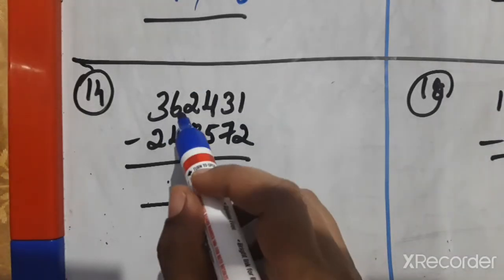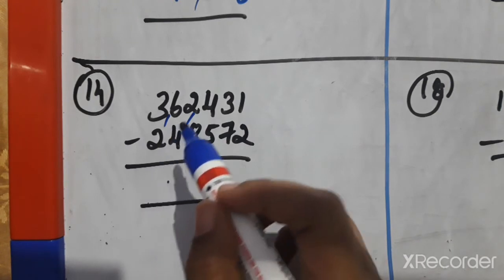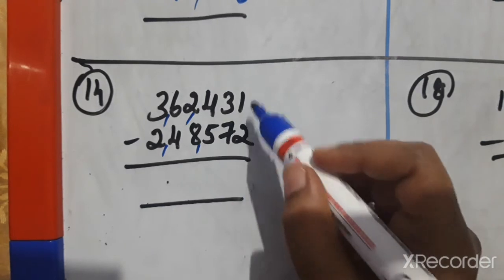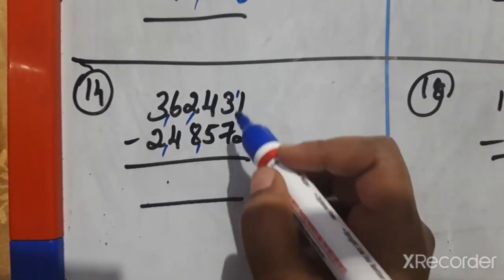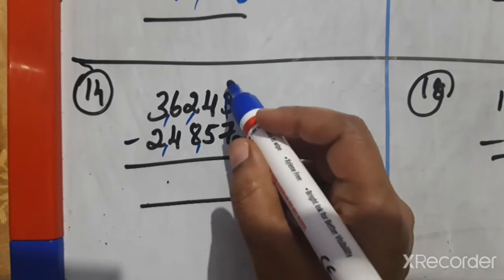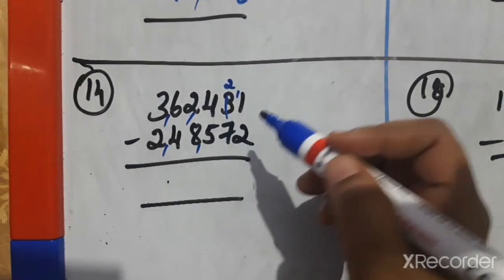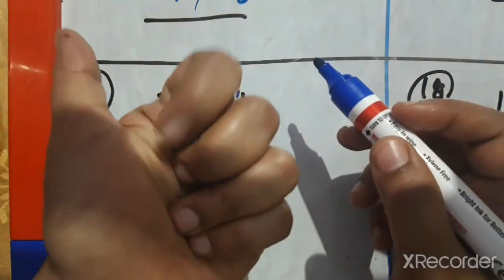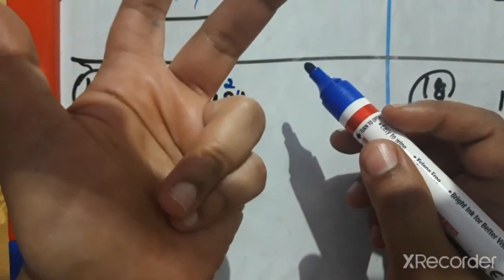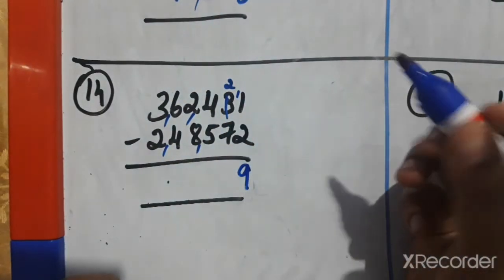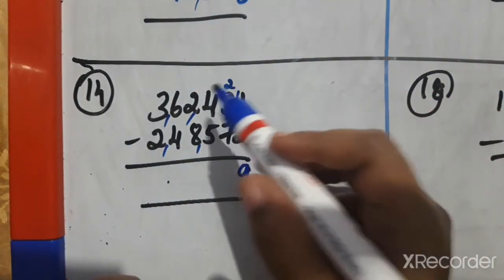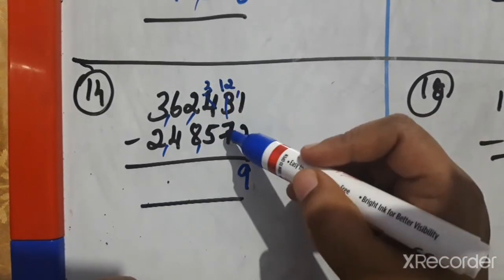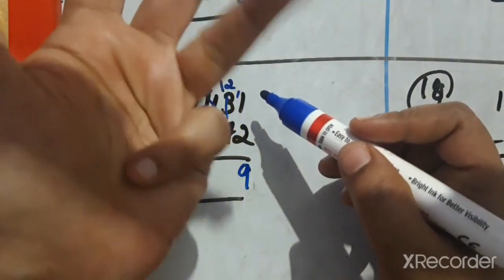Now 14th question. 3,62,431 minus 2,48,572. Now 1 minus 2 we can't subtract. Borrow 1 from the next number. So here 11 and here 2. 11 minus 2 means how much? Equalize 2 to 11. So 3, 4, 5, 6, 7, 8, 9, 10, 11. 9. And 2. 2 minus 7 we can't subtract. So borrow 1 from here. So here it will become 12 and here 3. 12 minus 7 means 8, 9, 10, 11, 12.